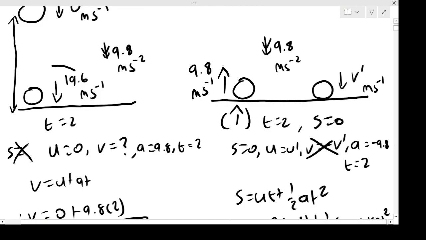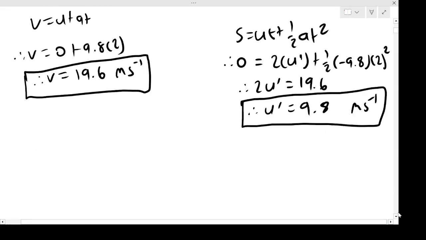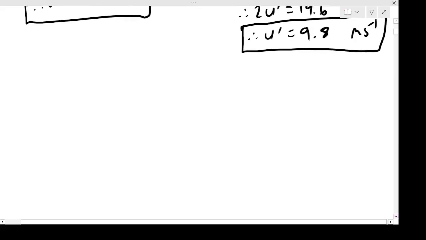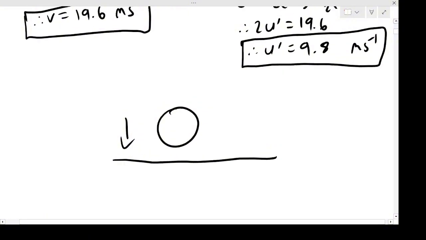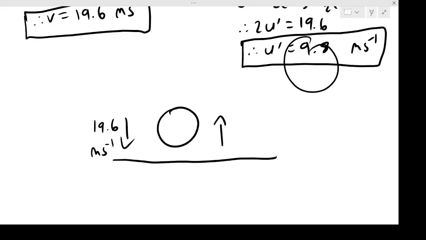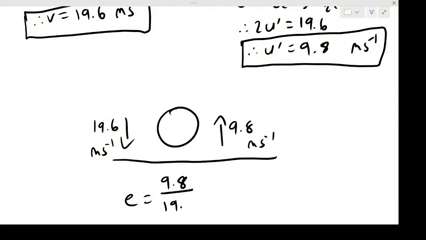Now we're in a position to actually work out what E is. Because if you remember, this is my speed before it hits the floor, and this is my speed after it hits the floor. So if I consider the impact with the floor, initially as it hits the floor the speed is 19.6, and then as it rebounds off the floor it's this 9.8 here. So therefore E is going to be the speed after, 9.8, divided by the speed before, 19.6. That will get me a half, and that is my coefficient of restitution.